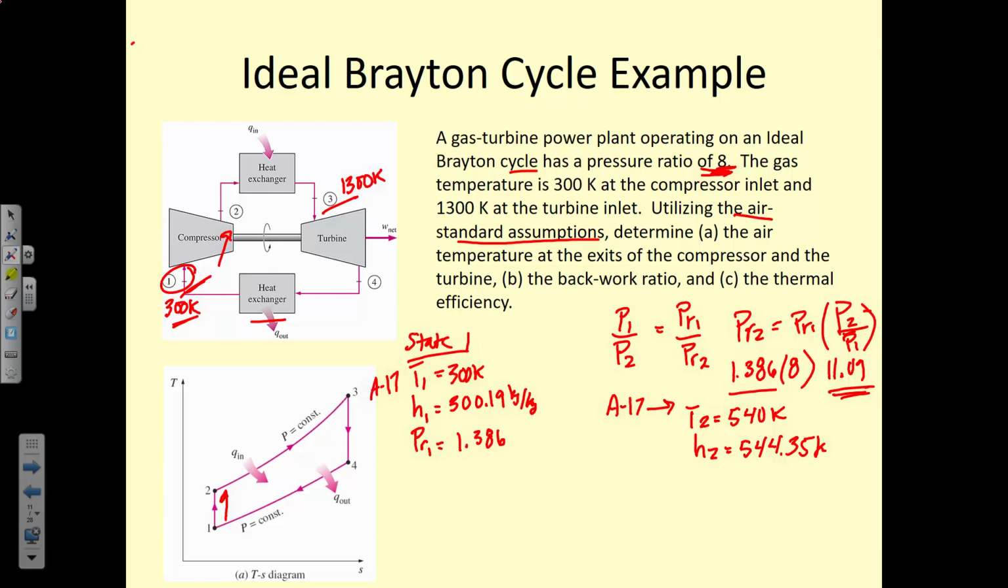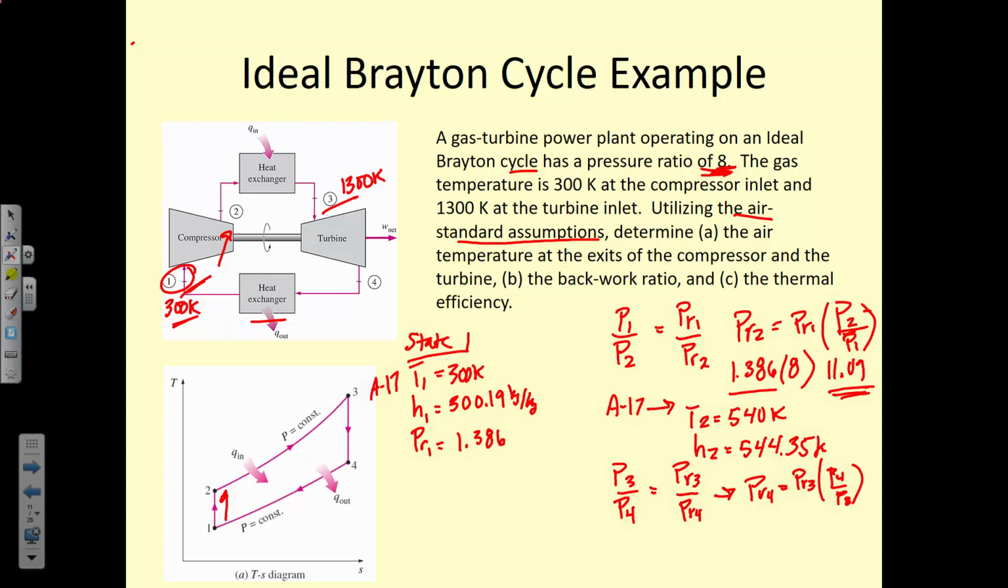Now we can do a similar thing for P3 and P4. So P3 over P4 is equal to PR3 over PR4. We solve for PR4, which is equal to PR3 times P4 over P3. Now in this case, is P4 going to be higher than P3 or lower in a turbine? I had a question. Yes.